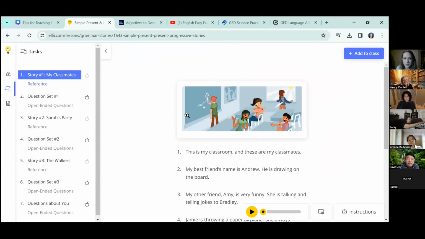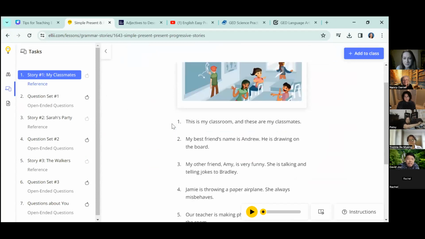So it gives you a little image here for this one. And then you've got a little reading activity. My classmates. This is my classroom, and these are my classmates. My best friend's name is Andrew. He is drawing on the board. My other friend, Amy, is very funny. She is talking and telling jokes to Brad.